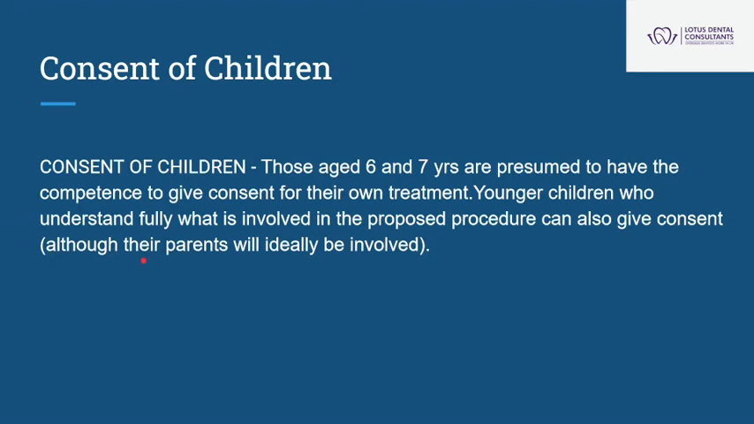If a child who is 7 years old comes with a guardian, what if the parent is not agreeing to it and the child says that he understands and gives the consent? So what do you do then? Then you should go ahead with the treatment. That's Gillick competence. I'll come to that in the next point.